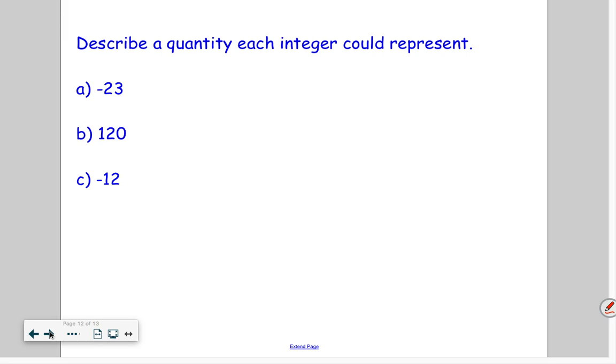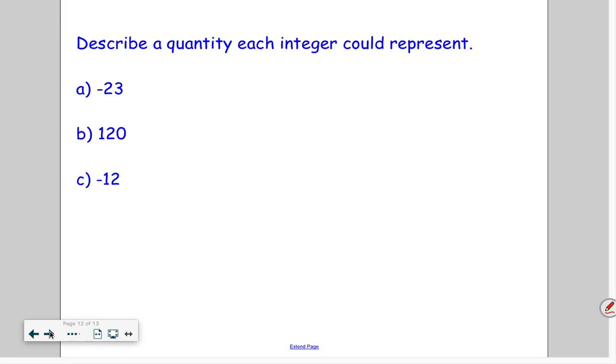Now, you are doing the opposite. Now I've given you an integer. You tell me something in real life that could represent -23. Losing 23 of my 50 pairs of shoes. Losing 23 pairs of shoes. Yikes.